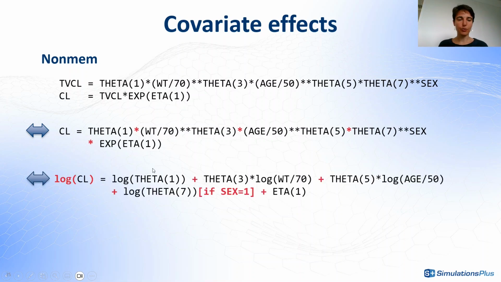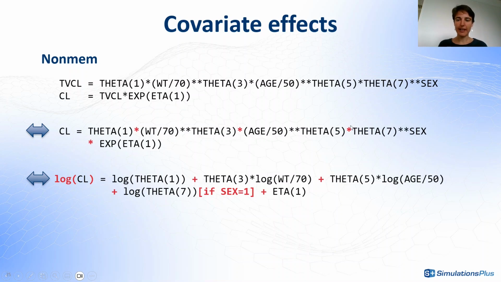And then what I'm going to do is to take the log of the clearance so that I get something similar to what I have shown to you in Monolix. If I do that, all the multiplication signs are going to be replaced by a plus, and I'm going to have the log of the clearance, that is log of theta 1, that is a typical value in the population, plus the effect of weight, that appears as theta t times log of weight divided by 70. This is this part here. Then I have the effect of age in a similar way.